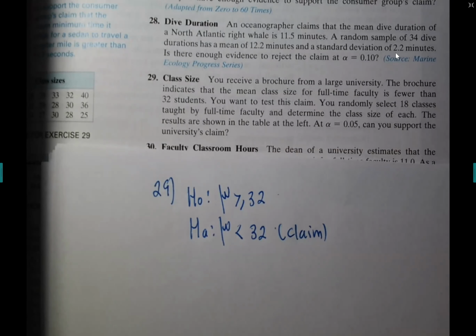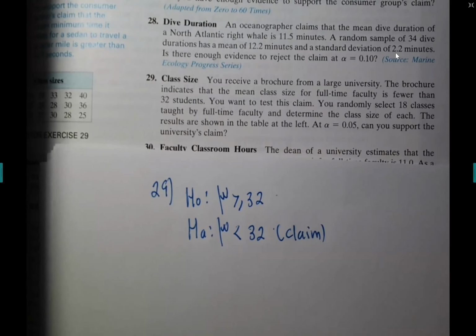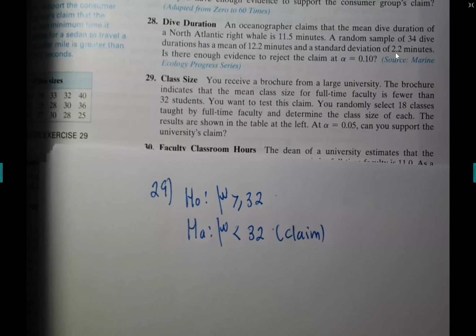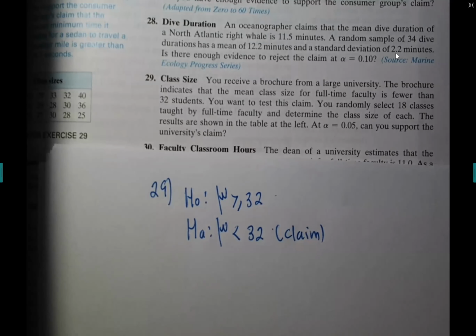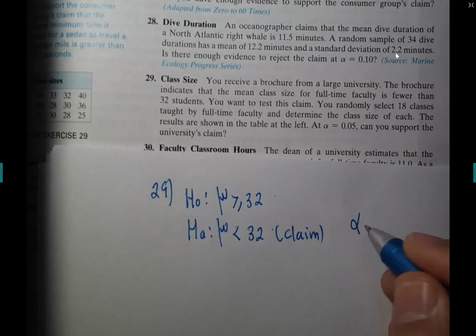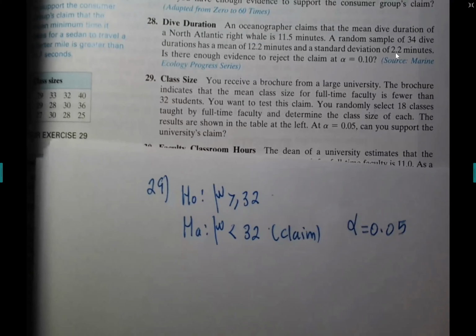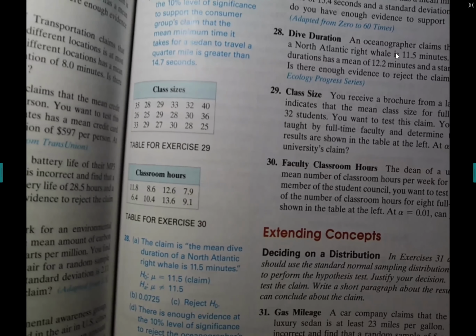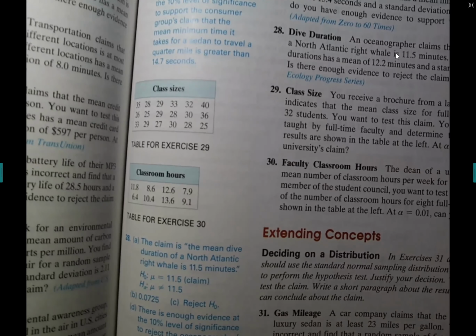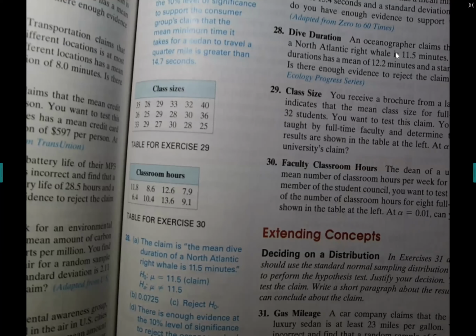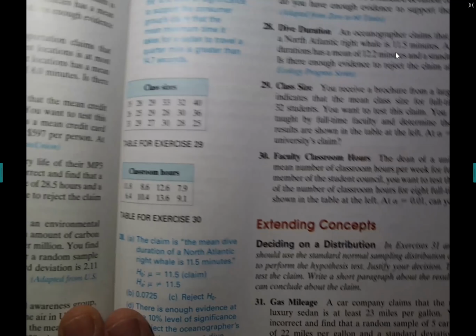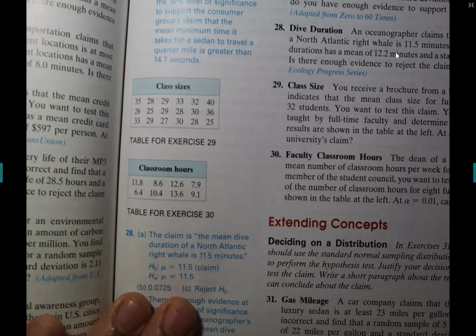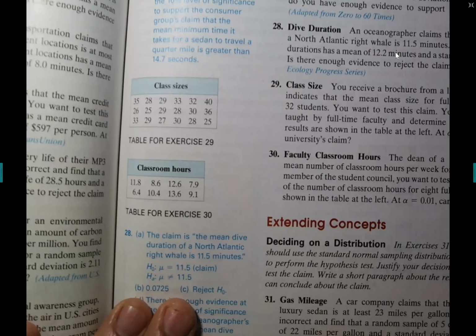You want to test this claim. You randomly select 18 classes. I'm going to show you the data in a second, guys. Taught by full-time faculty and determine the class size of each. The results are shown in the table at the left. At alpha equals 5%, can you support the claim? All right, guys, here you go. There's the data. So let's go to L1 and put your data in L1 right there. So this should go to L1.